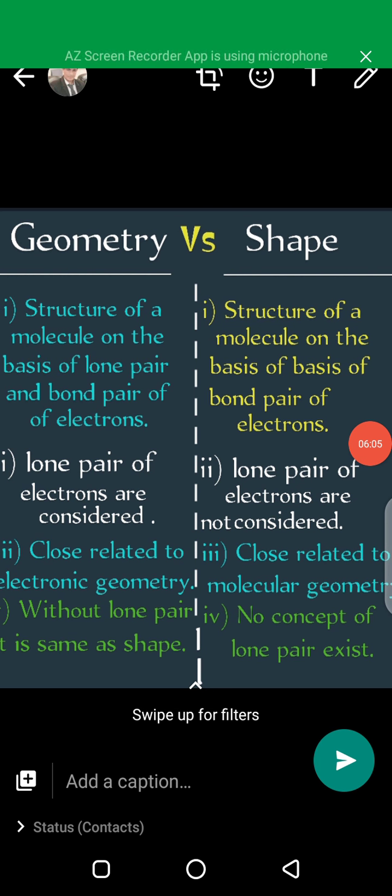Dear viewers, hopefully you have got the differences between the geometry of a molecule and the shape of a molecule. Being a student of chemistry, it is very necessary to know the difference between these two terminologies.